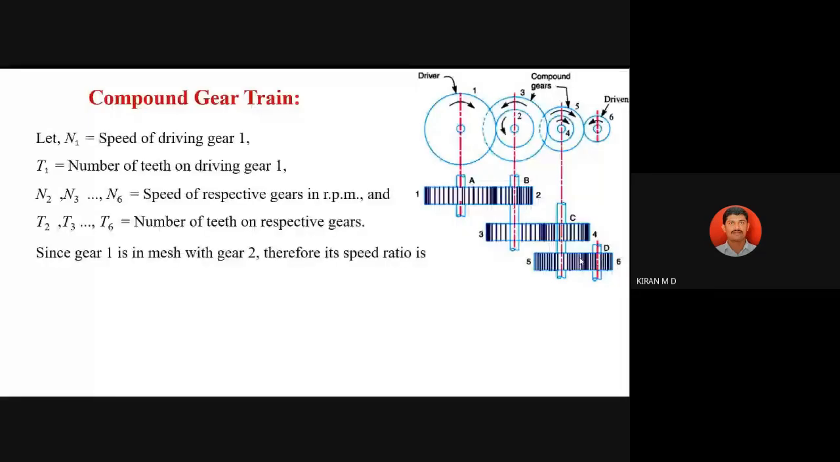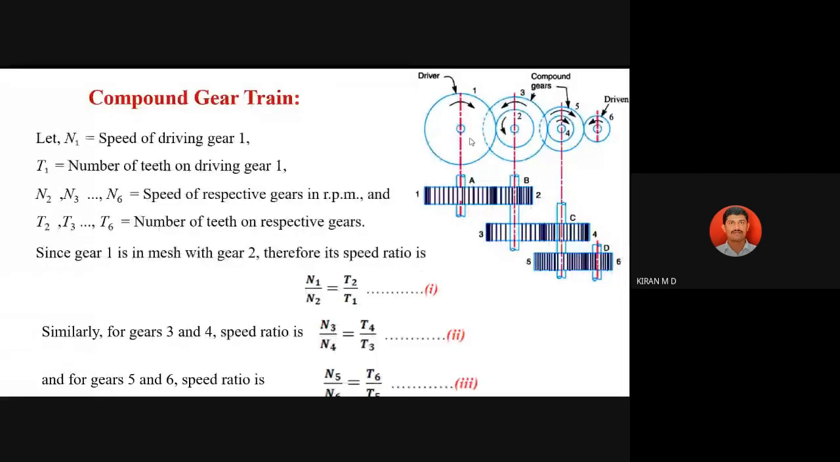This is the velocity ratio of the entire gear train. So we are going to multiply equations 1, 2, 3. Multiplying the equations: N1 by N2 into N3 by N4 into N5 by N6 is equal to T2 by T1 into T4 by T3 into T6 by T5.